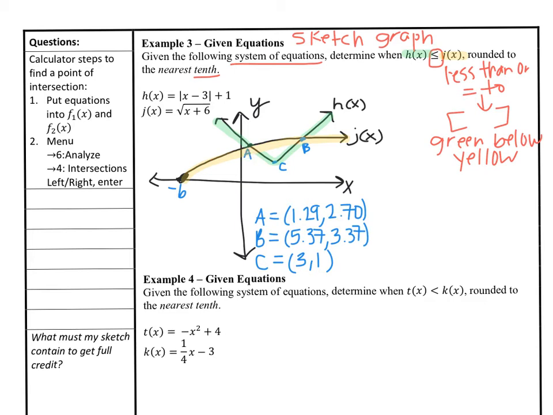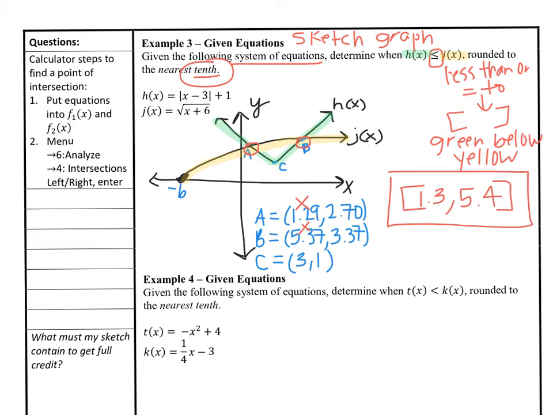So we want to go from the x values from point A. See how I labeled them? Point A is this x value, and from here to here, point B. Rounded to the nearest tenth, the first point is going to be 1.3, comma, and the second point is going to be 5.4. So in between these two values, including those endpoints, h of x is less than or equal to j of x. Again, those are the x values.